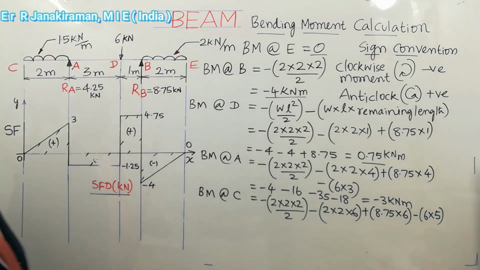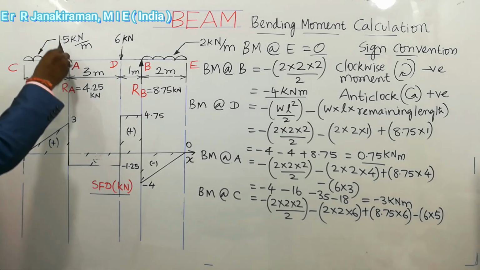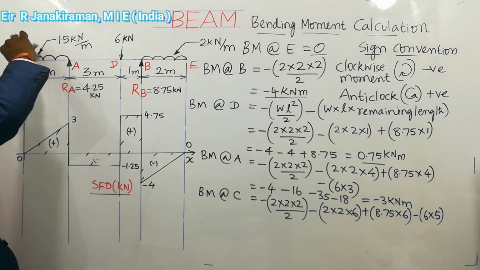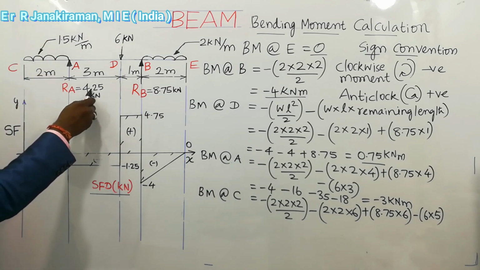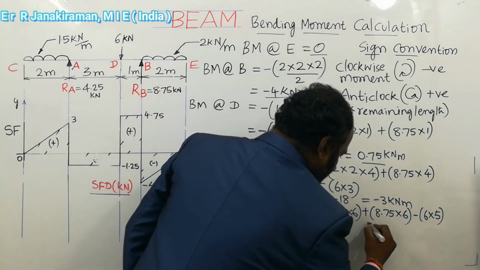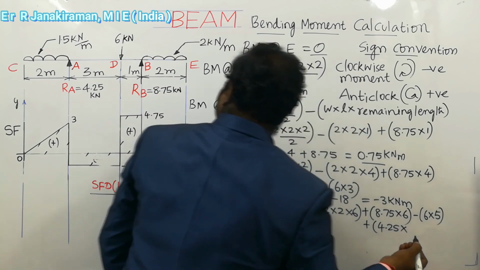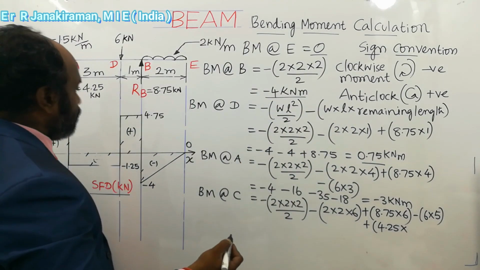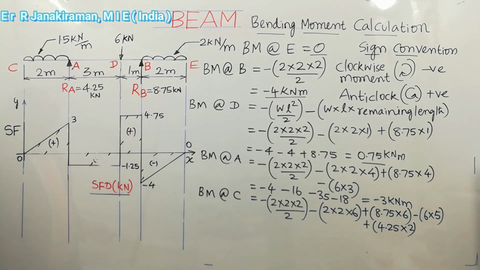Understand? So look at the next load. Next is the support reaction at point A. It turns up to C, it forms anti-clockwise movement. So RA is 4.25 into 2 meter. Anti-clockwise movement positive, so plus 4.25 into 2.